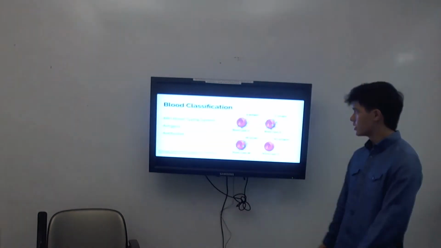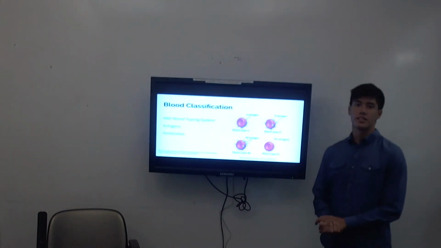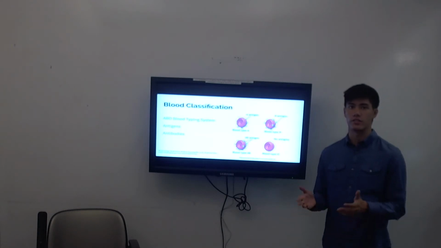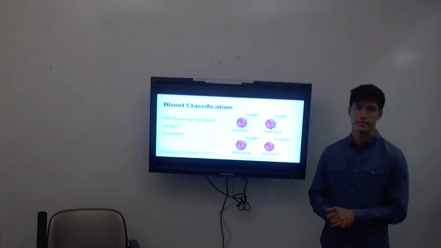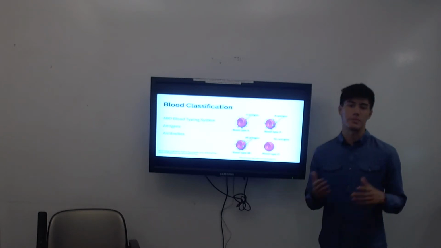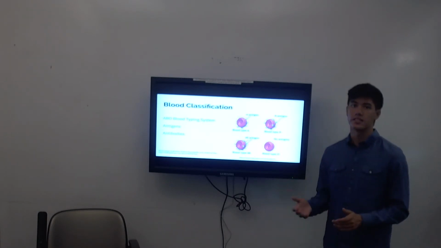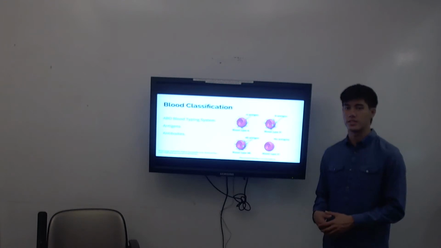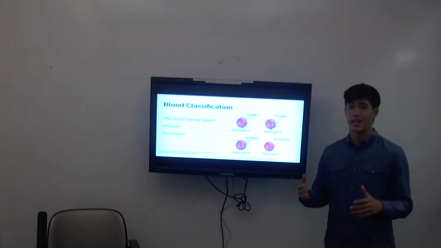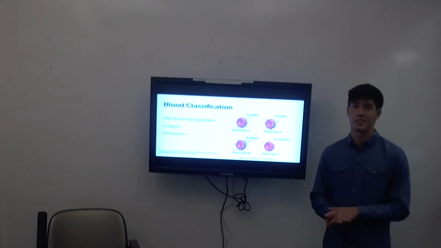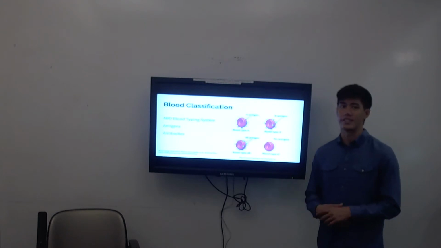So, to begin, blood classification adheres to a system that involves two main antigens that reside on the surface of erythrocytes, or blood cells. These antigens are labeled as A or B, which result in type A blood or type B blood. The absence of both of these antigens results in type O blood. The presence of both antigens results in type AB blood.